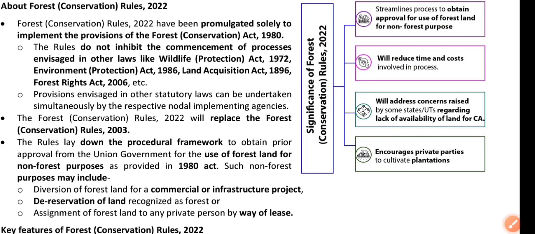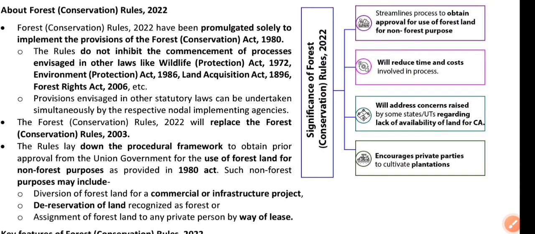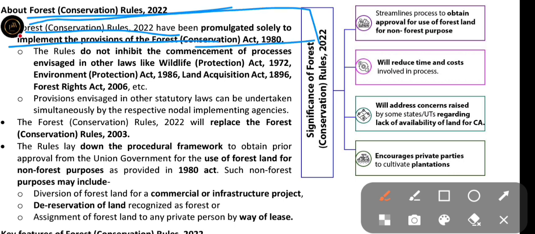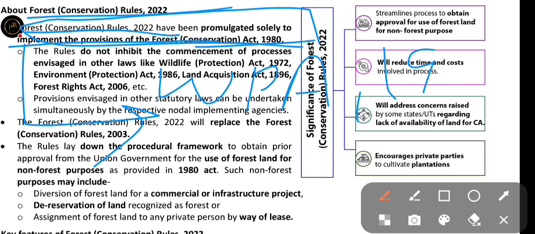Here, the Forest Conservation Rules 2022 have been promulgated solely to implement the provisions of the Forest Conservation Act 1980. Sorry, this is the Forest Conservation Act 1980. So you should remember the chronological order of the important acts about wildlife and forest conservation, that is the Wildlife Protection Act in 1972.